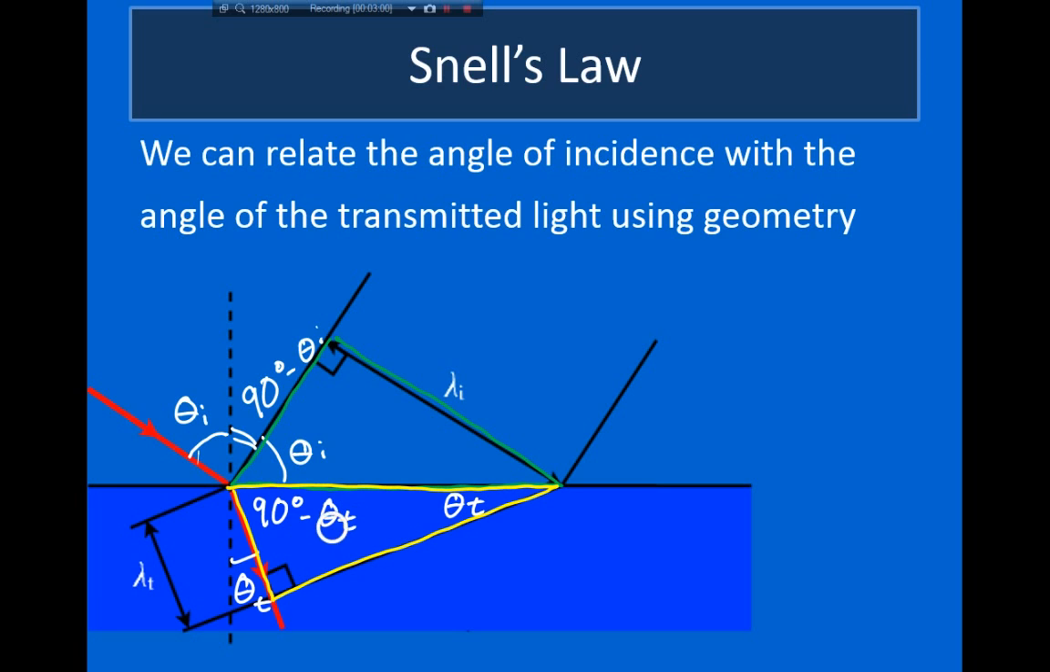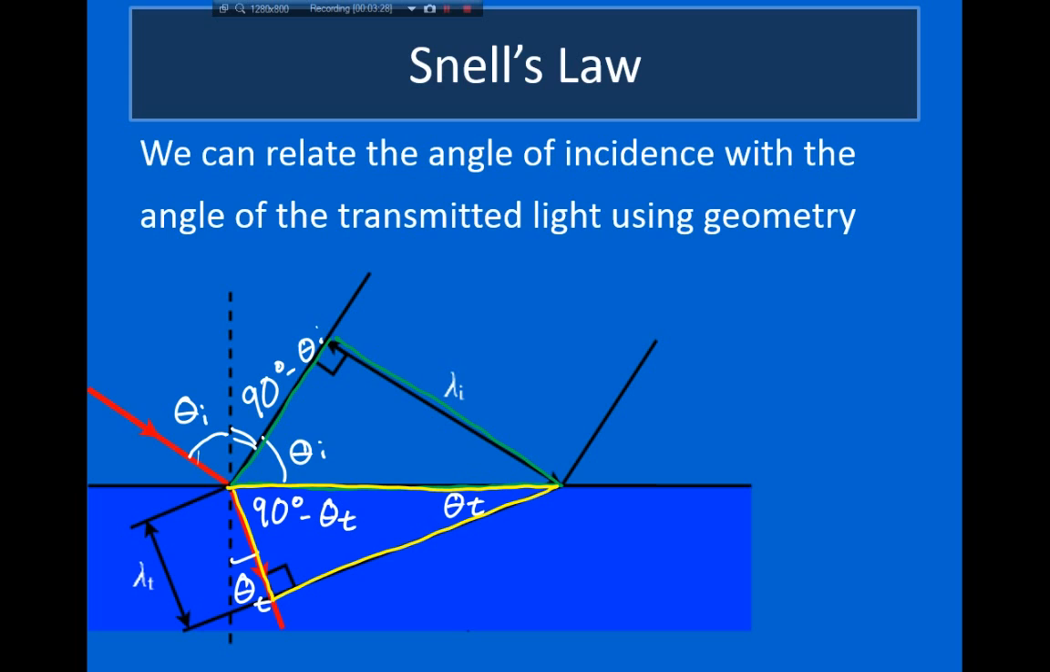So now we have these two right triangles, and the really important thing to notice about these two right triangles is that they share the same hypotenuse. So the hypotenuse for this triangle on the top is this side right here, and the hypotenuse for this triangle on the bottom is that same side. So because the hypotenuses for these two triangles are the same, we can relate a trigonometric function for the top triangle and a trigonometric function for the bottom triangle.